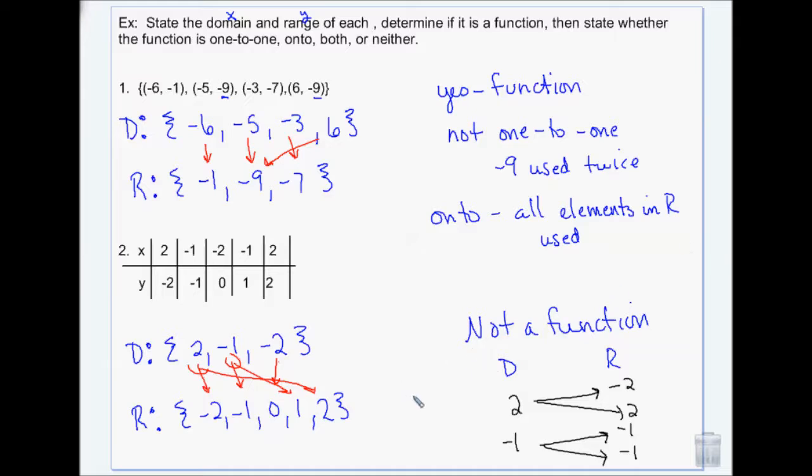And since it's not a function, I can't say if it's one-to-one or onto, because that's only about functions. Sort of like when we were talking about the degree and leading coefficient, if it had more than one variable in it, you can't say.